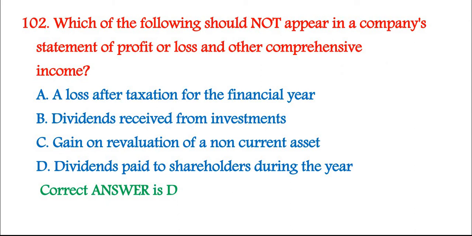102. Which of the following should not appear in a company's statement of profit or loss and other comprehensive income? A. A loss after taxation for the financial year. B. Dividends received from investments. C. Gain on revaluation of a non-current asset. D. Dividends paid to shareholders during the year. Correct answer is D.